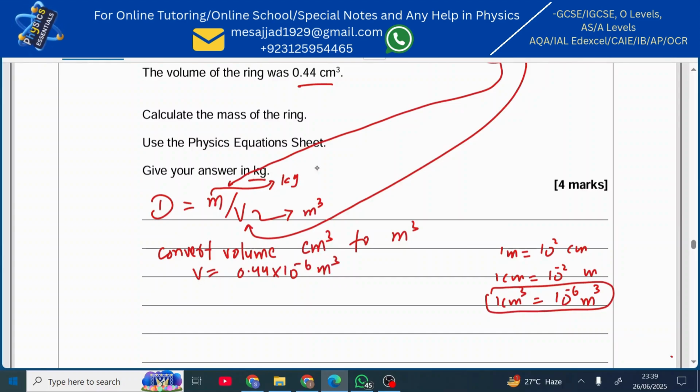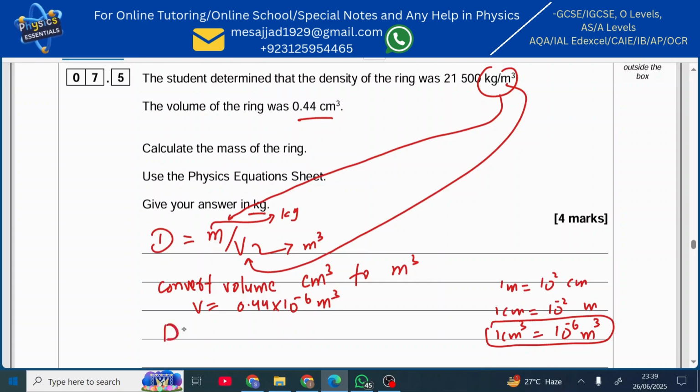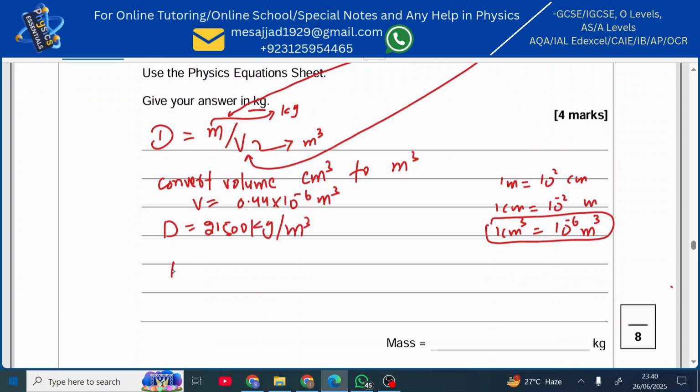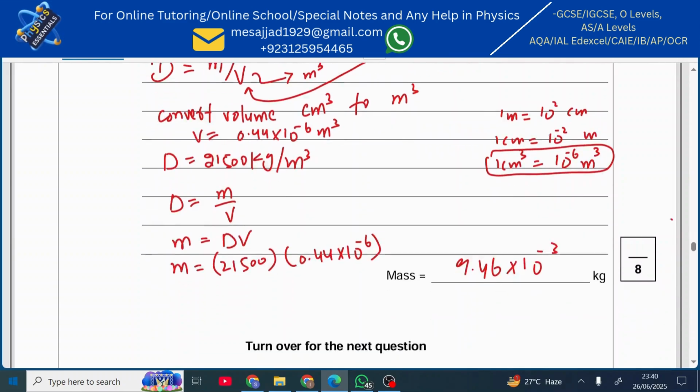So here you have the volume, and the density is 21,500 kilograms per cubic meter. Now you need to find out the mass. You need to do the cross multiplication. Just put in the values, 21,500, and volume is 0.44 into 10 raised to the power minus 6. When you multiply them together, your answer is going to be 9.46 into 10 raised to the power minus 3 kg.